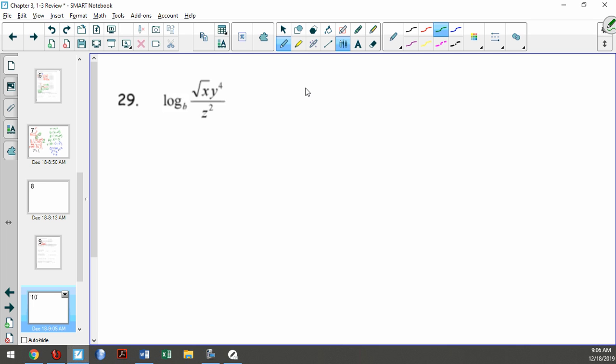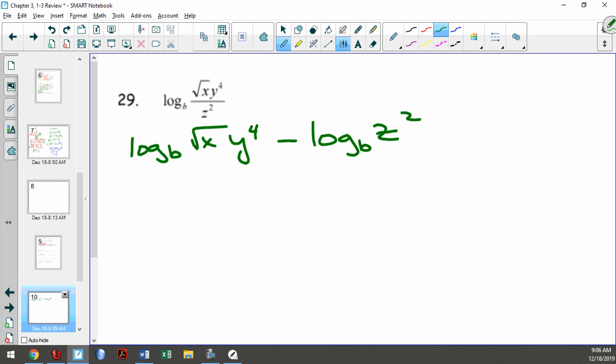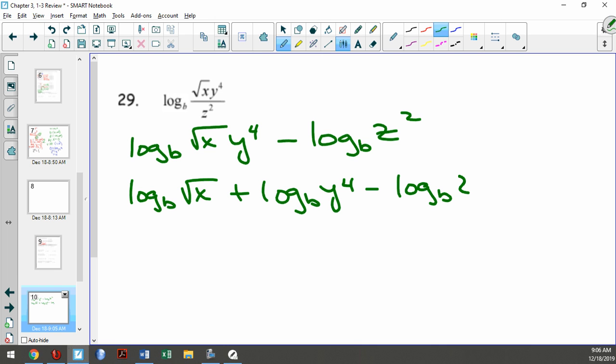The division. So in log world, what is division? So log base b of the square root of x, y to the 4th, minus log base b of z squared. Okay, what's the next thing you notice? So x and y are attached by multiplication, so in log world that is addition. Okay, what's the next thing you notice?